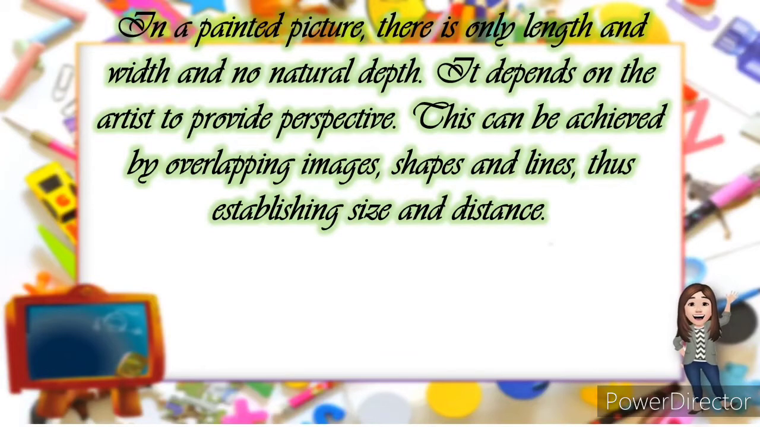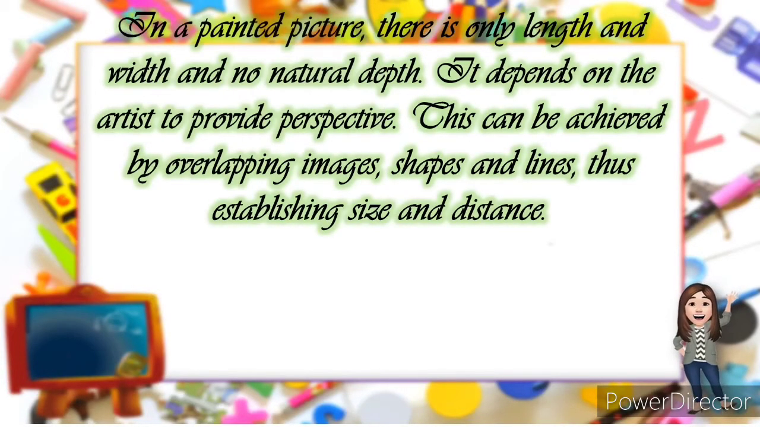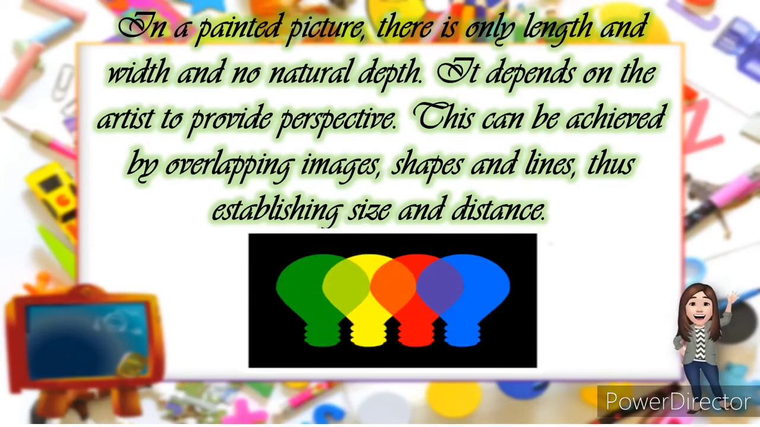In a painted picture, there is only length and width and no natural depth. It depends on the artist to provide perspective. This can be achieved by overlapping images, shapes, and lines. Thus, establishing size and distance.